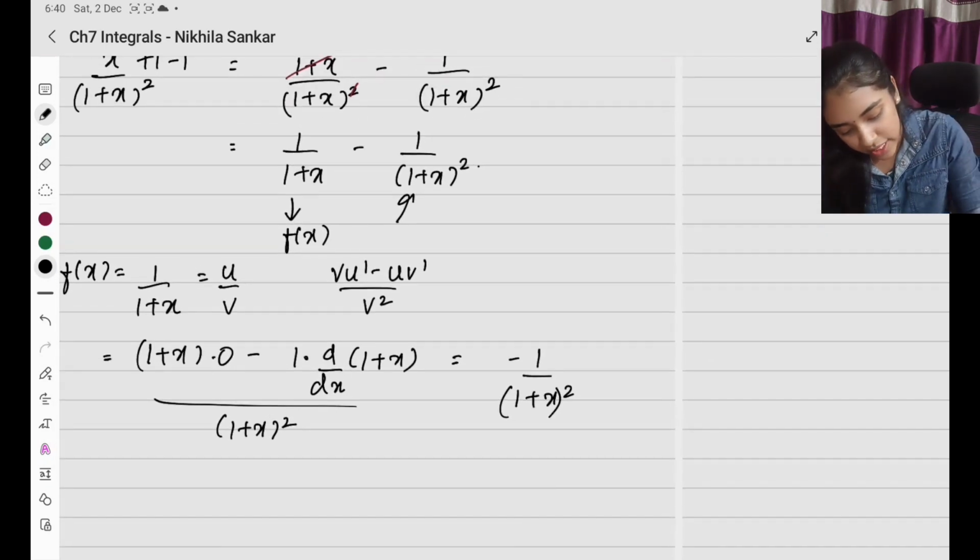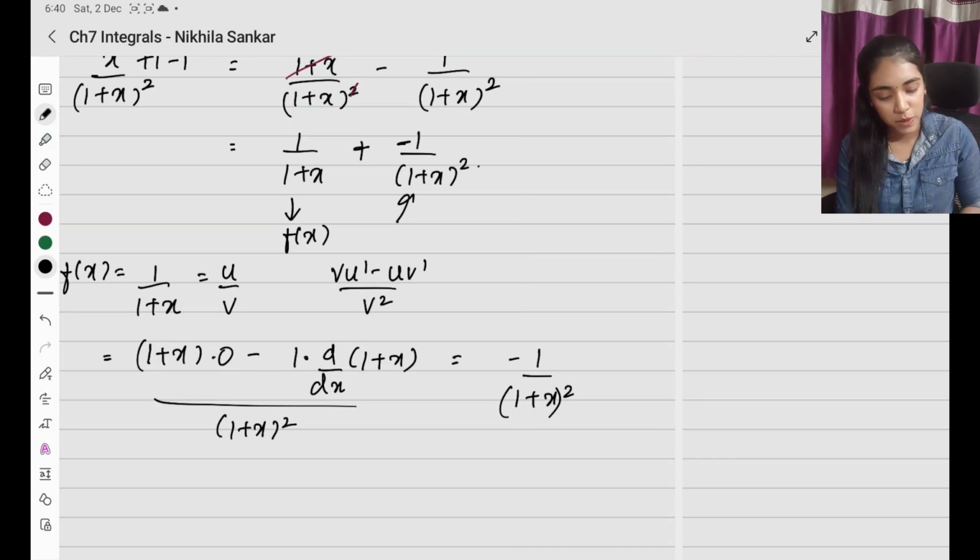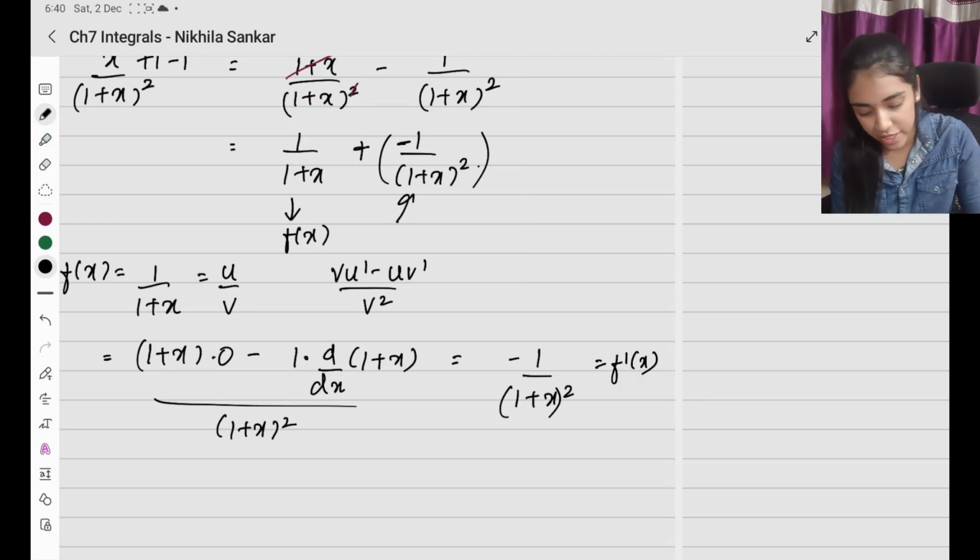So I can rewrite this as plus and minus. Correct? Only the minus was there, so I put a plus, opened a bracket and put a minus inside. So I verified that this is my f dash of x. So this and this are equal.